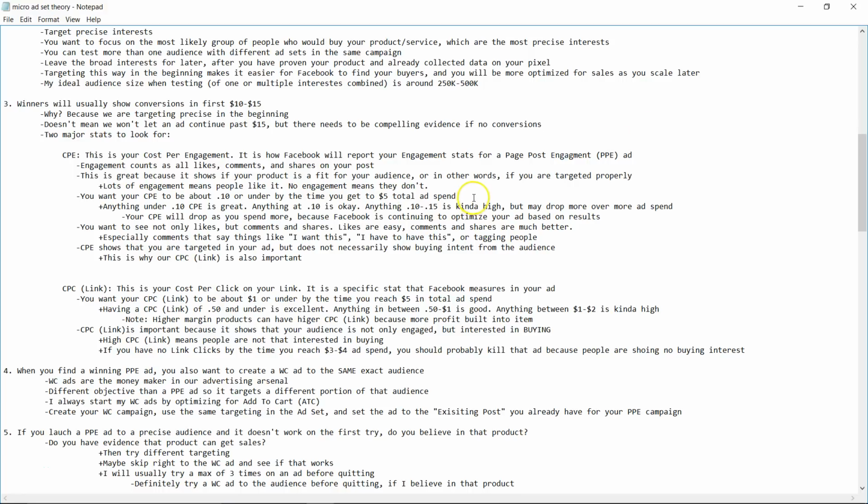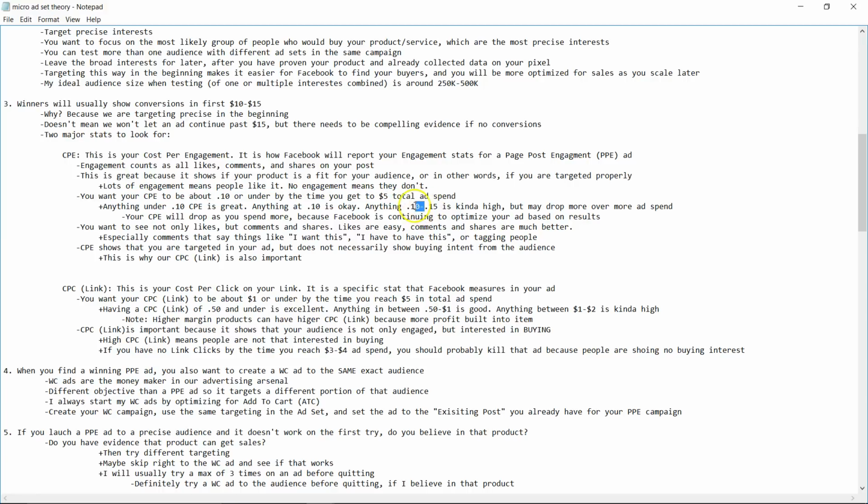You want your cost per engagement. This is the important metric right here. And this works for any type of ad, any type of business, whatever you're doing. You want your engagement to be about 10 cents or under by the time you get to $5 total ad spend. The reason is just that as a number, I've found it's a really good line in the sand. Anything under 10 cents cost per engagement is great. Anything right around that 10 cents mark, like 10 to 12 cents, is okay.